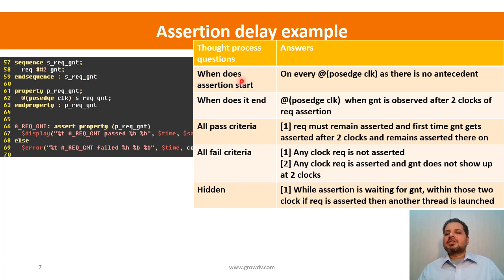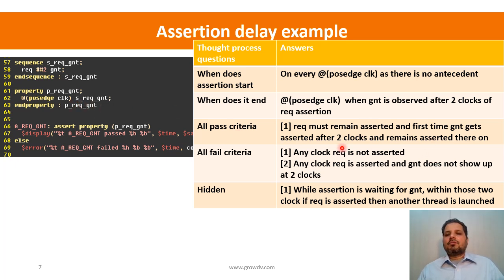And then when it starts becomes even more important, because when you use an antecedent, the antecedent condition must be satisfied. So you have to take care. Now the next question is, what are the different pass criteria for this particular property?